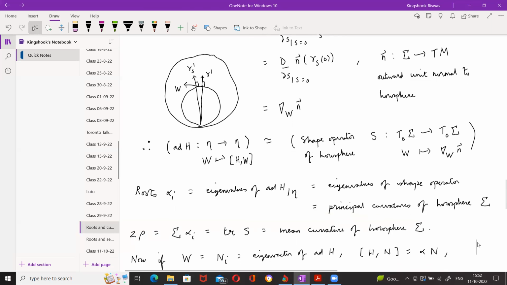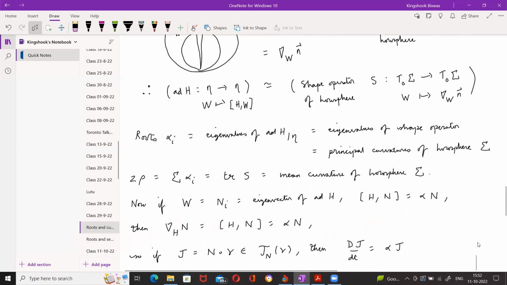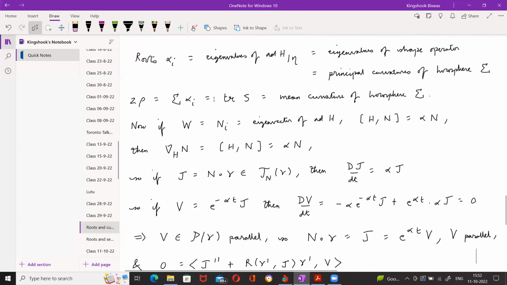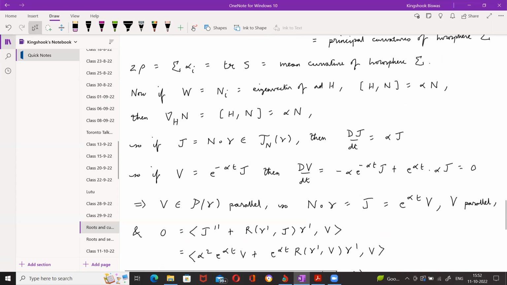And finally, for another geometric interpretation, say I take n to be an eigenvector of ad H with eigenvalue alpha. So that means [H, n] = alpha n. Then along gamma, nabla_H of n is equal to the bracket [H, n]. This we already showed, right? So that means nabla_H of n is equal to alpha n, since I'm assuming that n is an eigenvector of ad H.